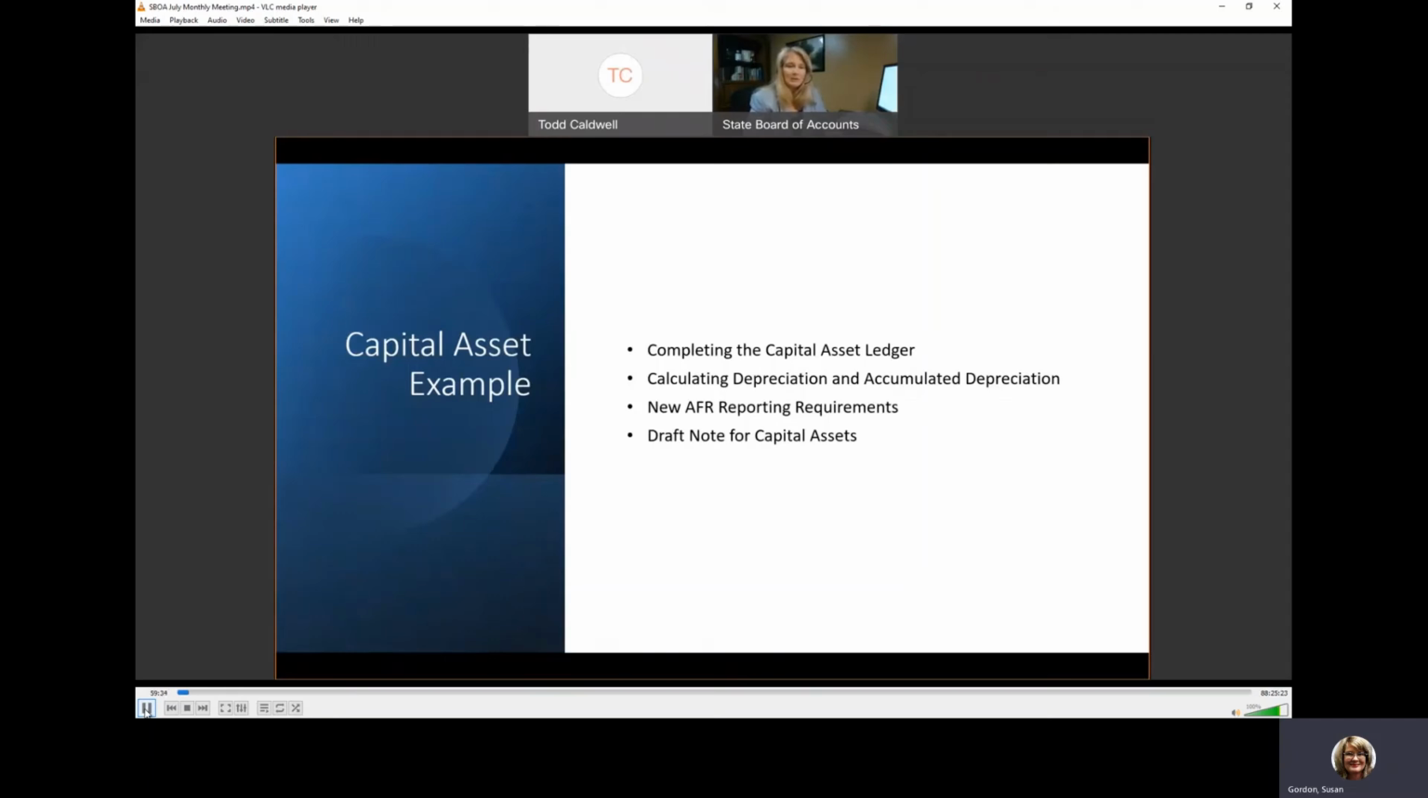We'll also talk about what the AFR is going to look like this next time for the capital assets section, and then look at the note for capital assets. So we'll go ahead and get started with that. Todd, if you want to change the slide over.